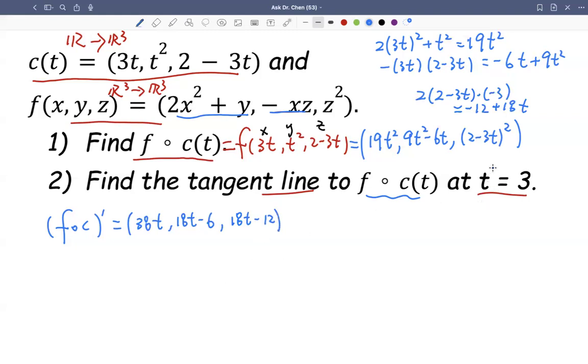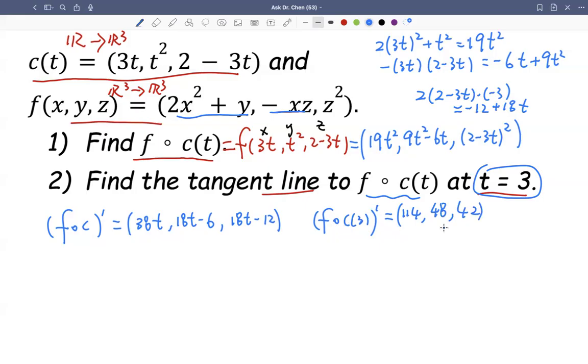Right, so we're given t equals 3 now, so we can evaluate the derivative of f composed with c at 3. So we have 38 times 3. Let's use the calculator. 38 times 3, which is 114. Then we have 18 times 3, which is 54. 54 minus 6, which is 48. We have 54 minus 12, which is just 42.